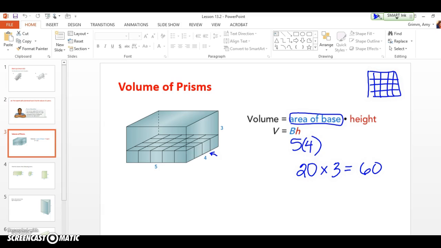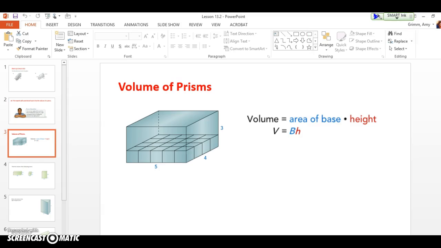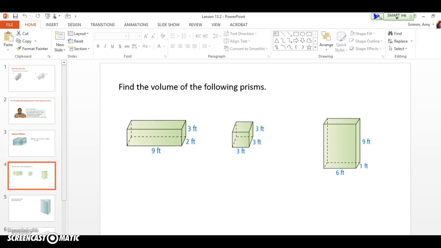Yes? On the pictures, are they going to give us this visual, like are they going to have it laid out? Good question. On the test, they're going to look like these. So you're going to have to find the base area yourself and then figure out how many rows. All right, so let's look at this first rectangular prism. The first thing we always want to start with is our base area. So we're going to find base area first, and then we're going to multiply that by its height.